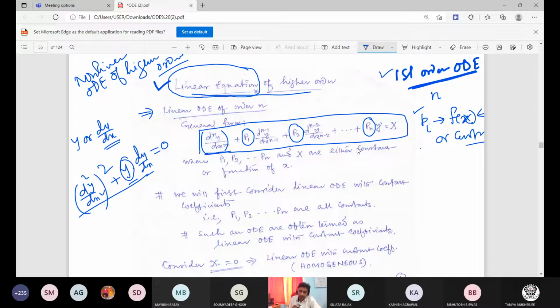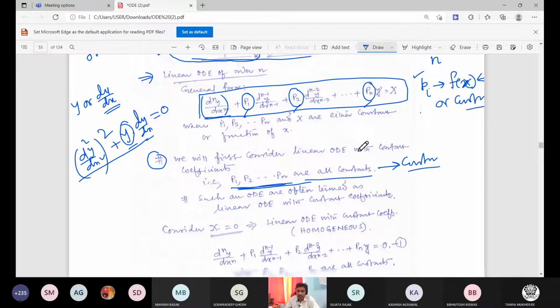So first and foremost, the very particular situation we'll consider is the one I have highlighted here. We'll first consider the differential equation for which these coefficients mentioned here, P1, P2, Pn, are all constant. That differential equation we'll consider first of all, and subsequently we'll consider a typical type of differential equation for which these are not constant but a typical form of function of x. That I will discuss subsequently.